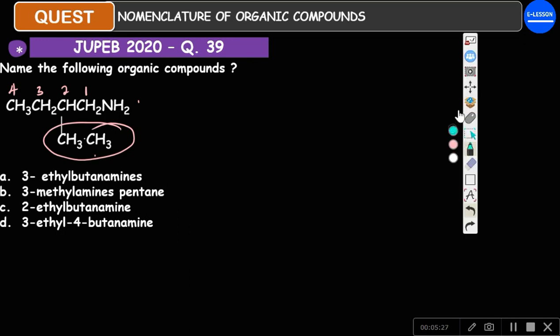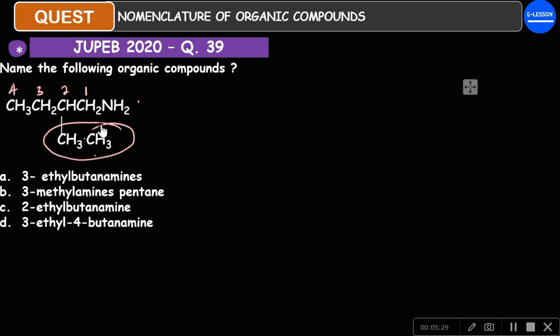Now, if that group is a substituent, what do you think will be the name of this compound? Firstly, name the substituent. At what position is the substituent? Position number 2. Now, what is the name of the substituent? We said the substituent is ethyl, right? So, at what position is ethyl? Position number 2. So, you say this is 2-ethyl, right? Is that okay? This 2-ethyl. Then, what other thing do you have?